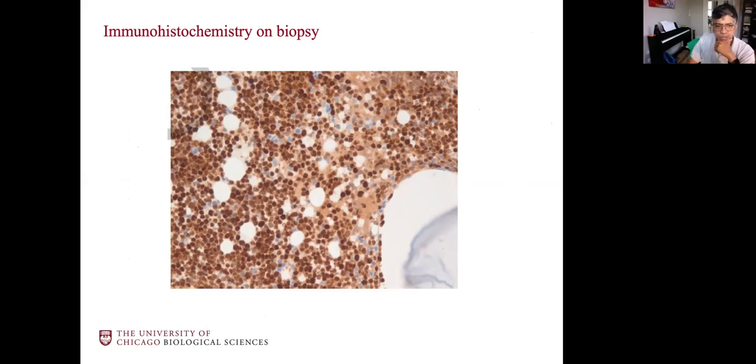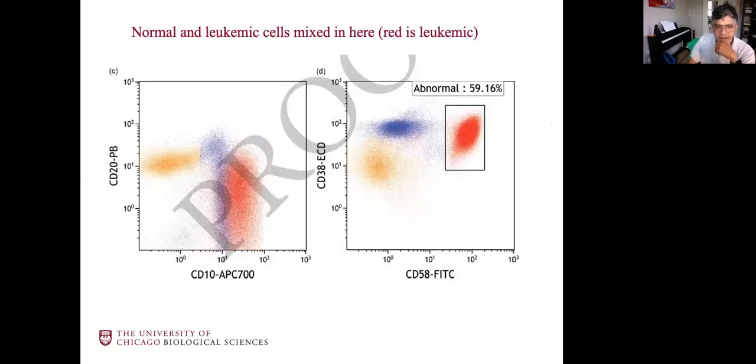And this is an immunohistochemistry, and this is a nuclear antigen that we look for, and that's actually TdT, immunohistochemistry. And here I'm showing you normal and leukemic cells mixed together.